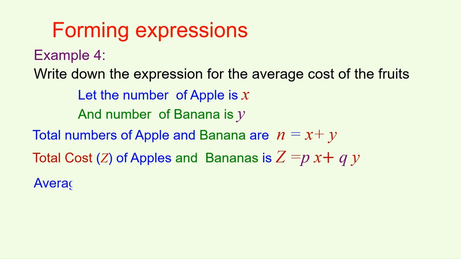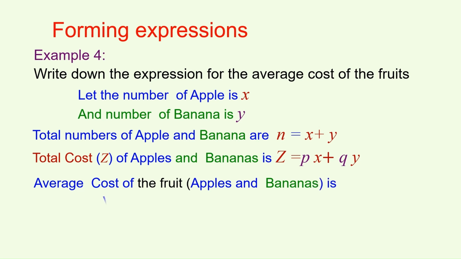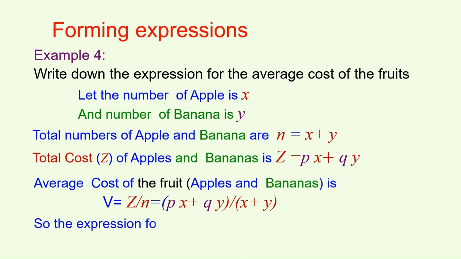Average cost of the fruit, apples and bananas, is v equals z divided by n, equals (px plus qy) divided by (x plus y). So the expression for average cost can be written as p times x plus q times y, divided by x plus y.